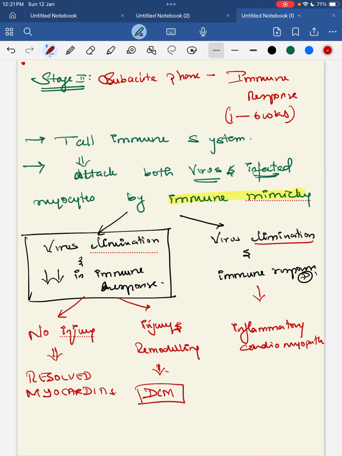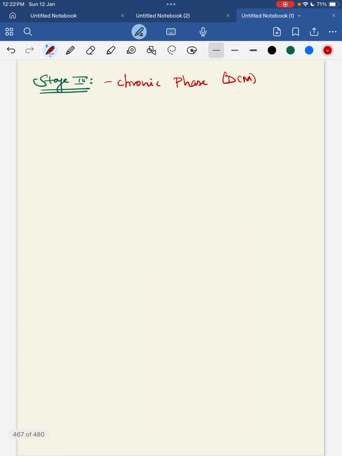Here the healing is mainly by fibrosis and remodeling, right? Sometimes the child can have persistence of virus also. So there can be virus persistence, and the inflammatory reaction will also be persistent. So sometimes there will be persistence of virus and inflammation will be going on. So this is regarding your pathogenesis, right?